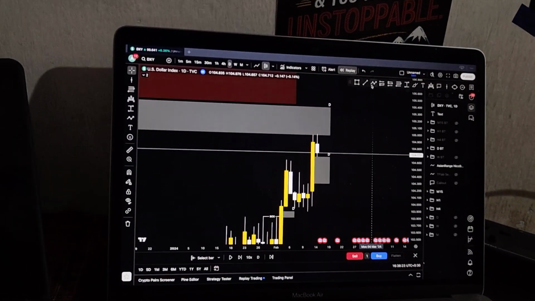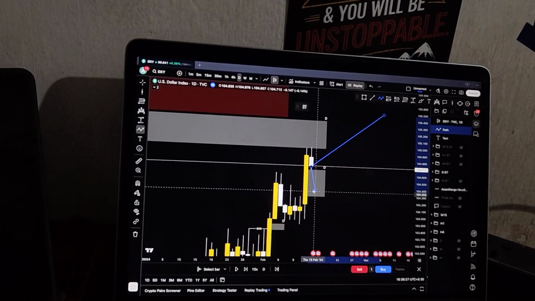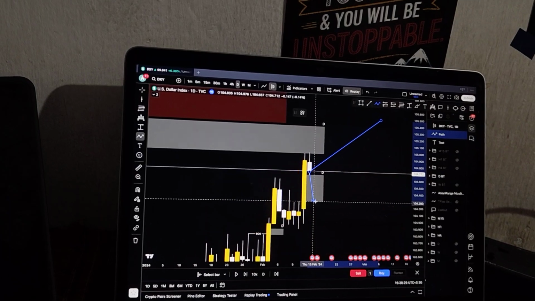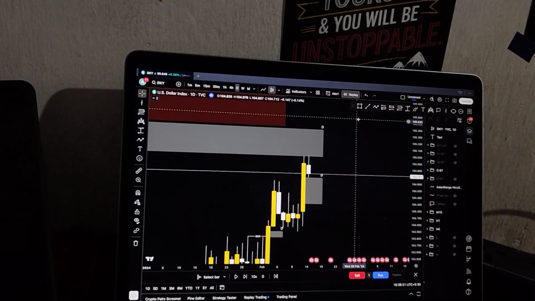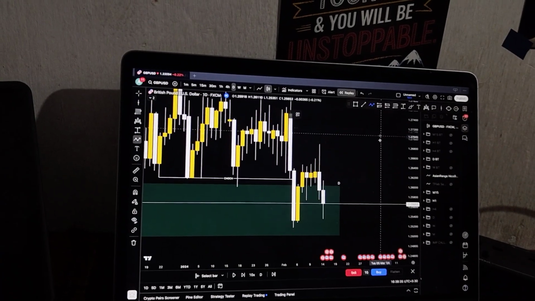So looking at the DXY, it makes sense to go down and fill up some of the fair value gap now. Before it was a rebalance in price, now it's a fair value gap, so it can go and fill up the fair value gap before continuing to the upside. Whereas on GBP USD also it's bearish.